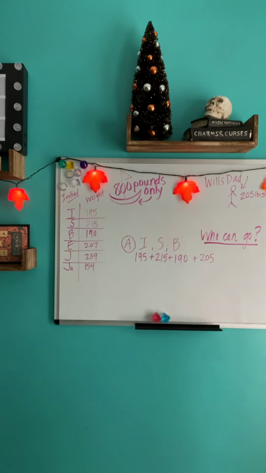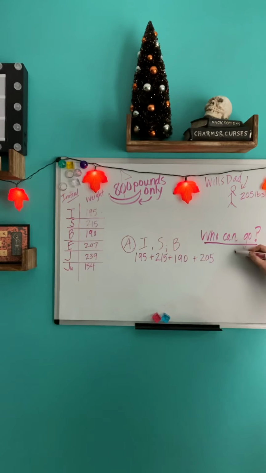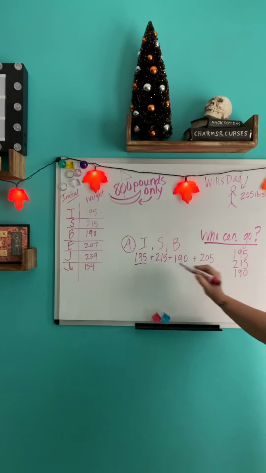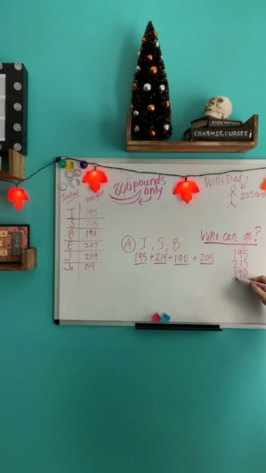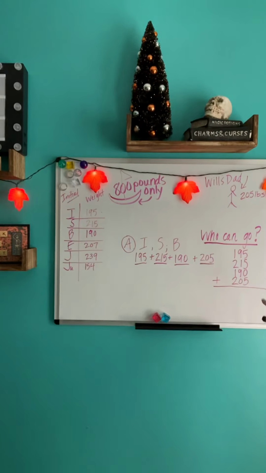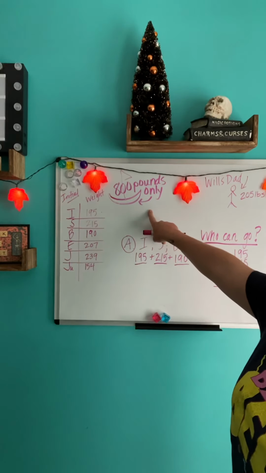So let's see if A is an option, or we can just cross it out as a choice for an answer. We line up all of our problems. There is only ones, tens, and hundreds. I like to make sure, because math is a place where it's easy to get confused. Now, I'm adding to see how it relates to 800 pounds.